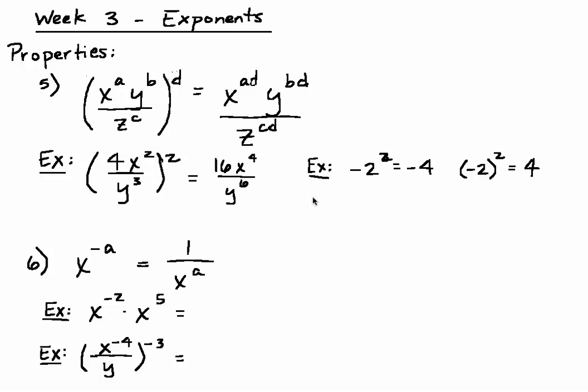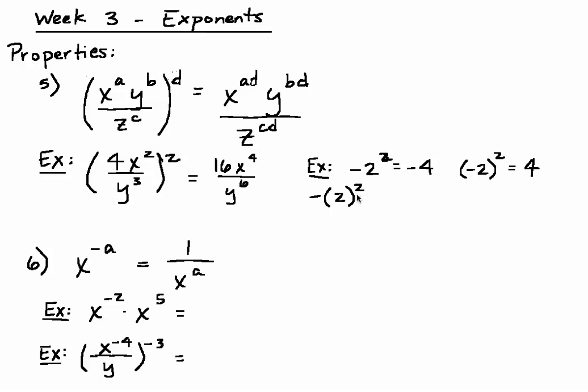And another way of writing this is negative parentheses 2 squared. The negative is on the outside, so when we square 2, we get 4. But the negative on the outside makes our final answer negative.